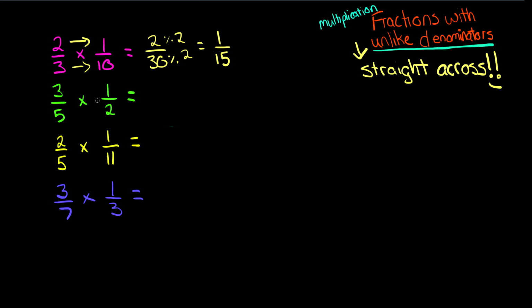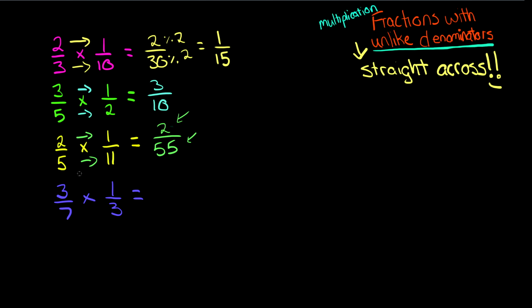Moving on to our next problem, yet again we are going to multiply straight across, so 3 times 1 is 3 all over 5 times 2 is 10. And can we reduce this problem? No, we cannot. There is not a number that can go into both 3 and 10, so we can't reduce it down. Now we have 2 over 5 times 1 over 11, so just still straight across, so 2 times 1 is 2 all over 5 times 11 is 55. 55 is an odd number, and 2 is like the Optimus Prime of even numbers, so there's nothing we can do here. This one is done.